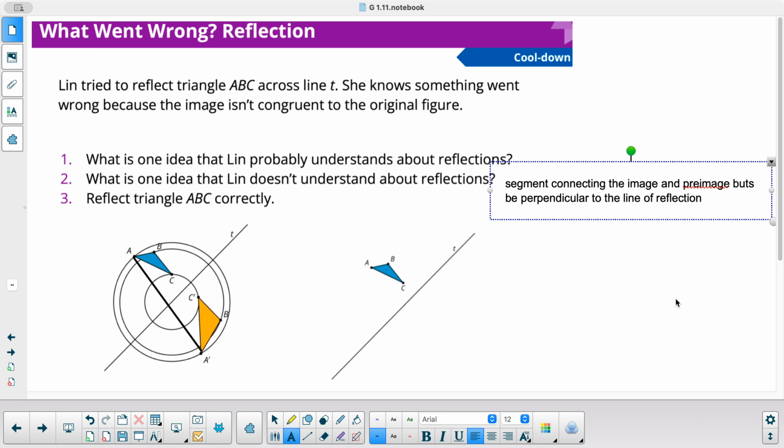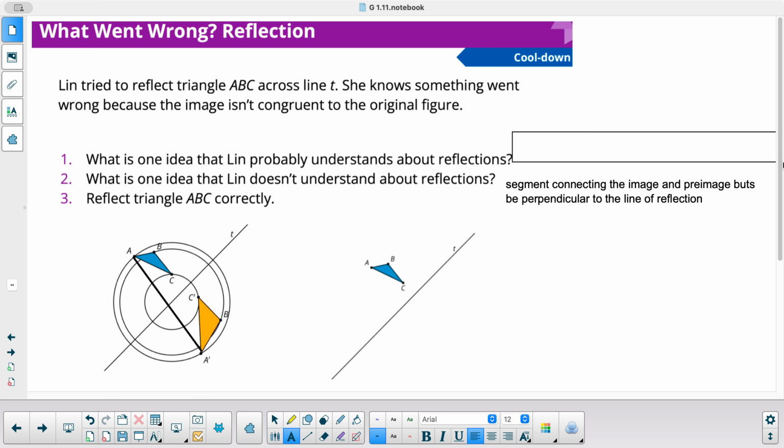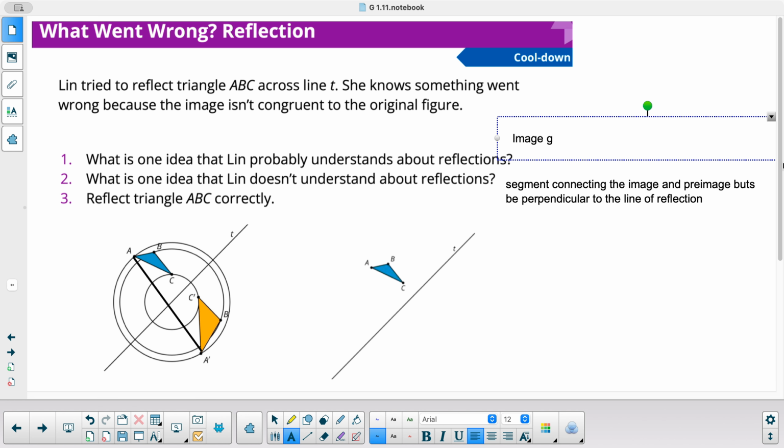Okay. What does she understand? I would say she understands that the image goes on the other side of the line of reflection. She definitely got that right. So to do it correctly, I have to use my compass and construct three perpendicular lines here.